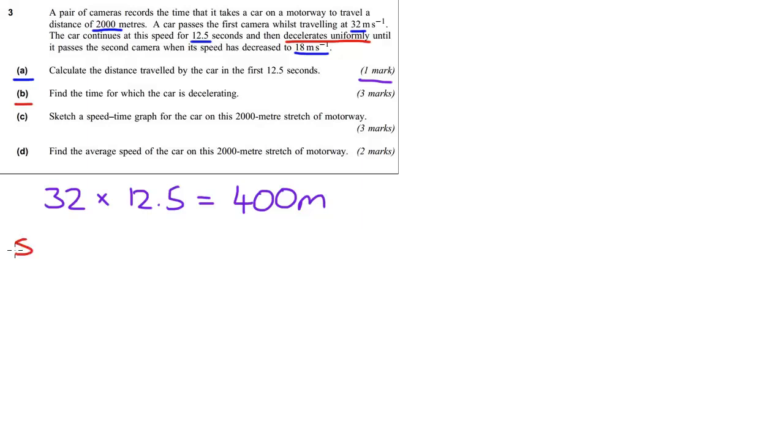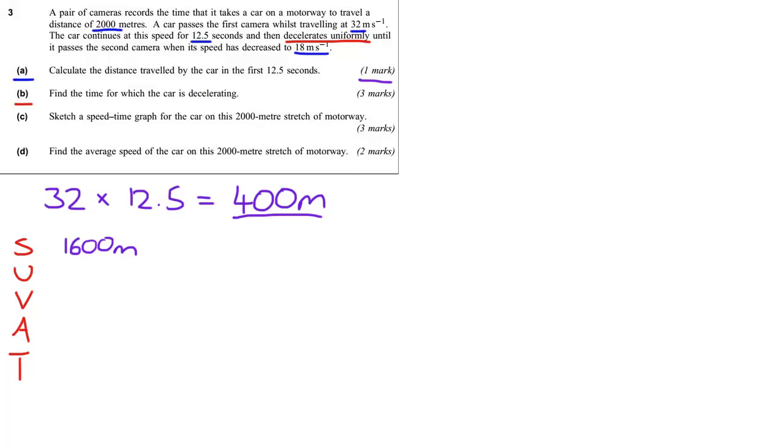So the first thing that we want to know is S. S is the distance for the scenario we've created, the mini scenario within our big scenario. So S is going to be our original 2,000 meters, take away whatever the car did in the first 12.5 seconds. We just worked that out, so we do 2,000 take away 400. That is going to be 1,600 meters.